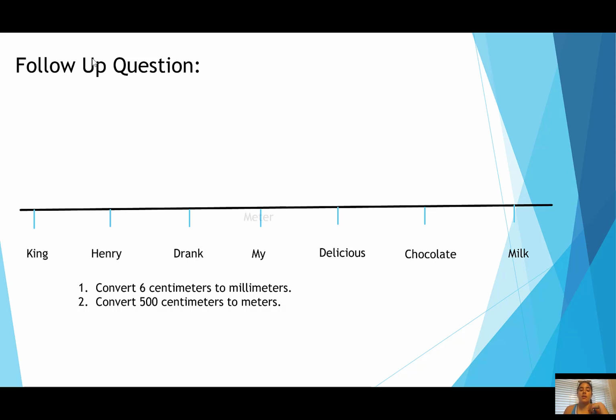As you remember, this is our King Henry chart, and we know the M in the middle stands for meter, the C for chocolate stands for centimeter, the M for milk stands for millimeter, and the K for king stands for kilometer. So we want to convert 6 centimeters to millimeters.